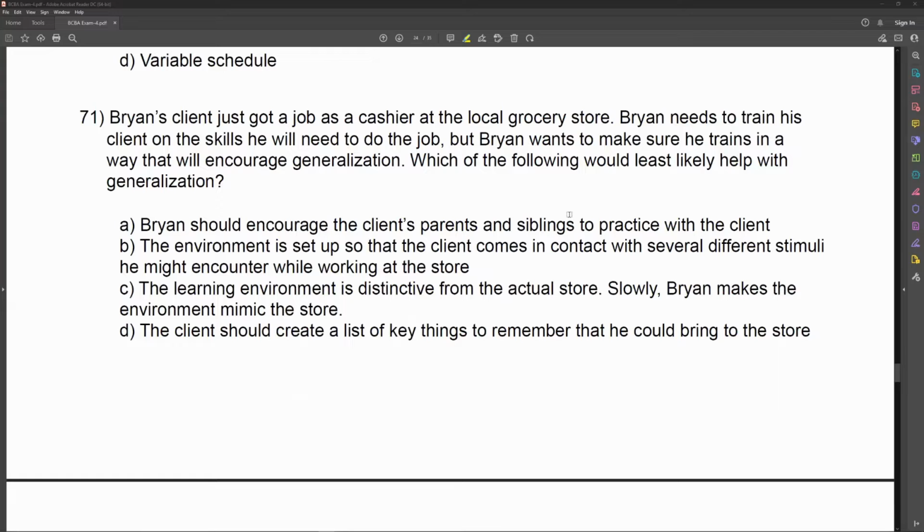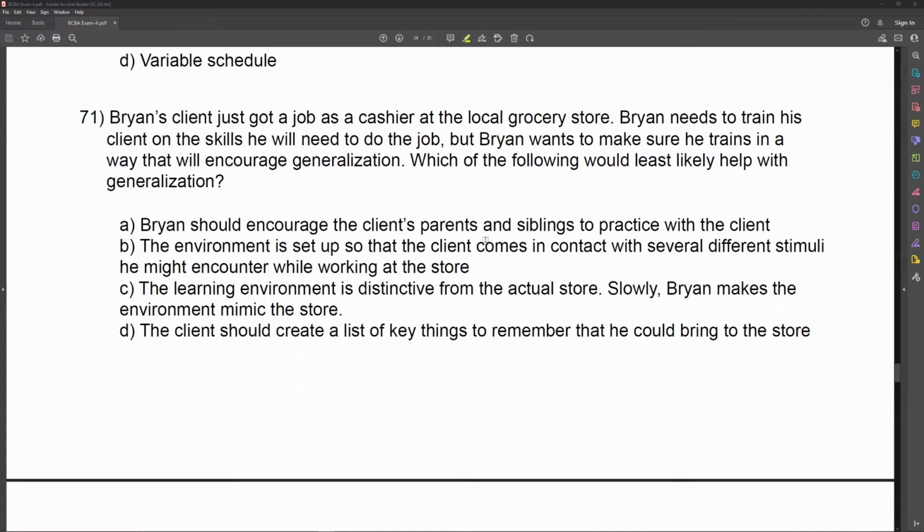Okay, so we're looking for ways we're going to encourage generalization, right? Because it's a least likely question, right? Be very careful about the nots, the least, okay? Read your questions carefully, take your time, and identify what the question is asking. So we need the least likely way to help with generalization.